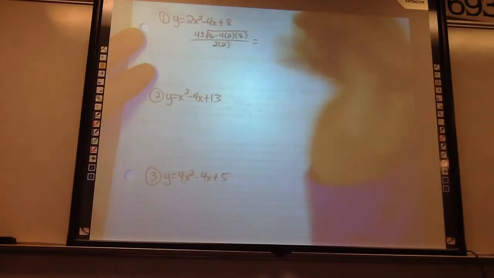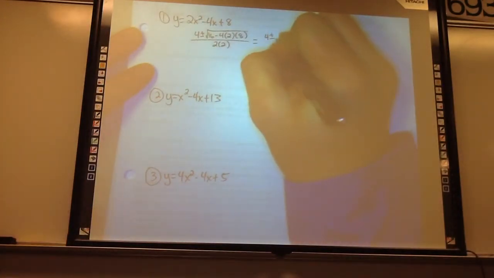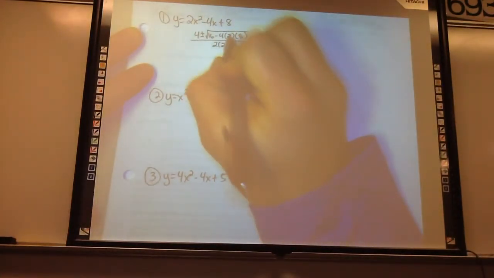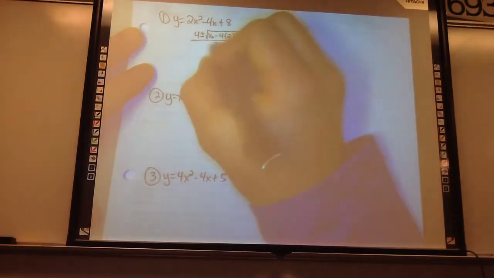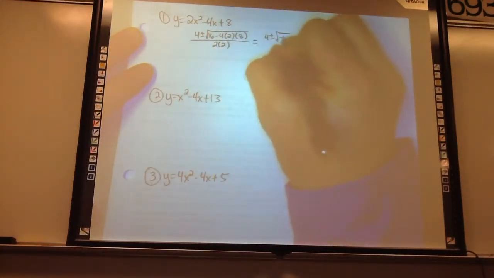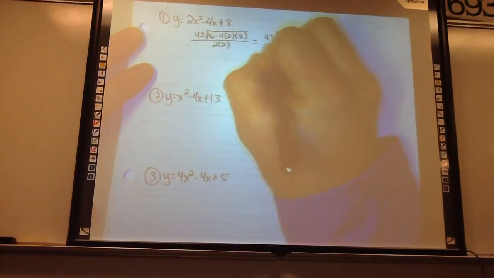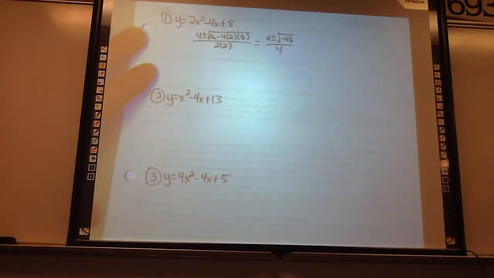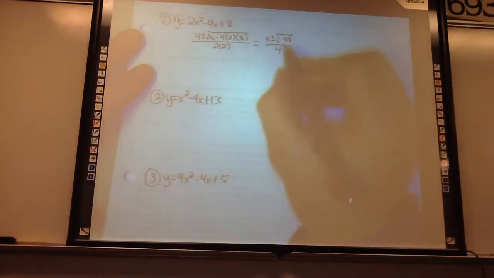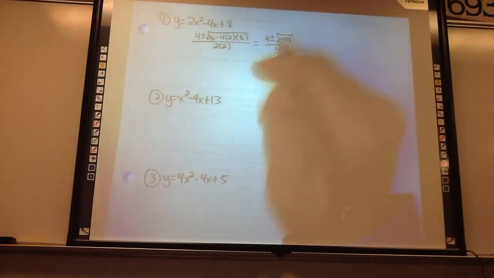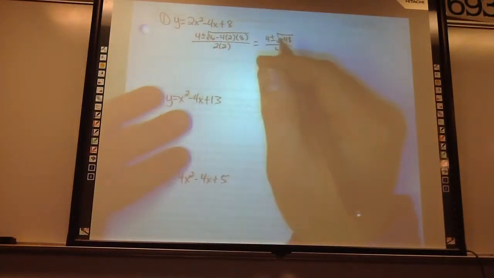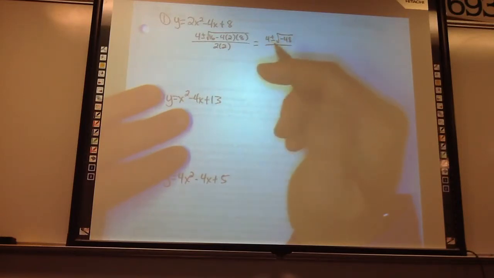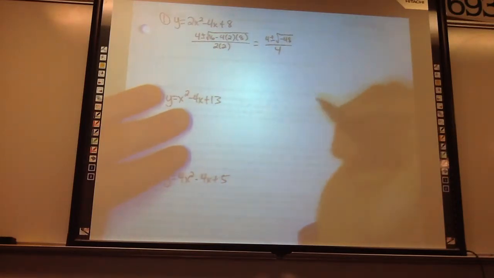Got that. That's 4 plus or minus the square root of 4 times 2 is 8, 8 times 8 is 64, 16 minus 64 is negative 48. Well, I told you the easy way to think about it. Whenever you have the square root of a negative, just put an i at the end and do the square root like you normally would. Except we're doing exact answers here. We're not doing decimals on the calculator.